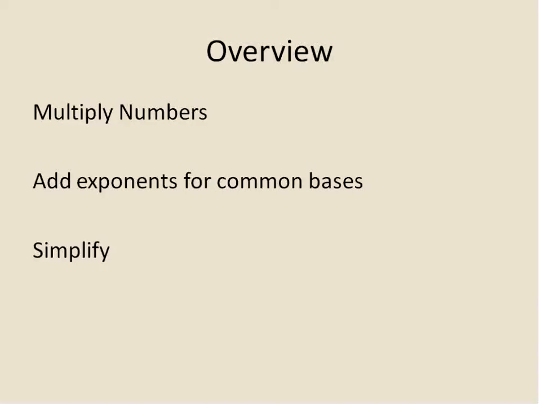All right, finishing things up, just a quick overview. You multiply the numbers. When you're multiplying monomials, you multiply the numbers times the numbers times the numbers, and you're done with that. You add the exponents for common bases. All right, if the bases are the same, like x and x, add the exponents. And then you simplify in your final step.